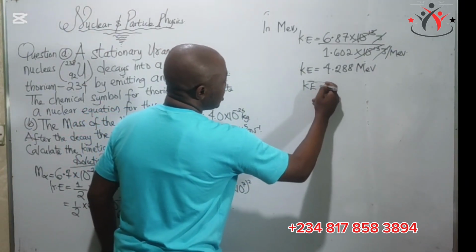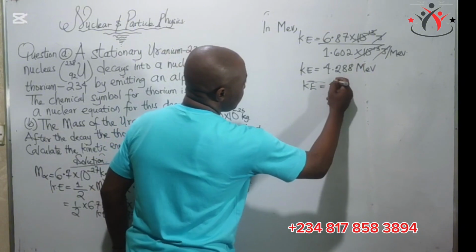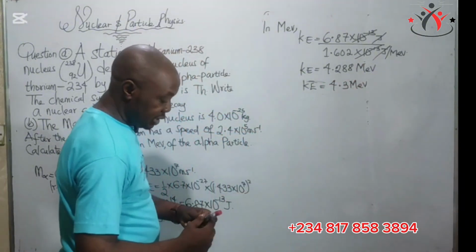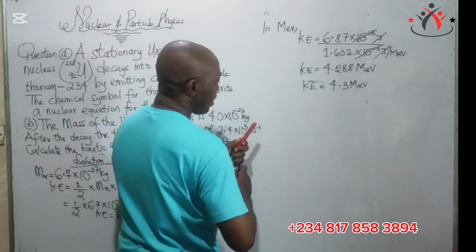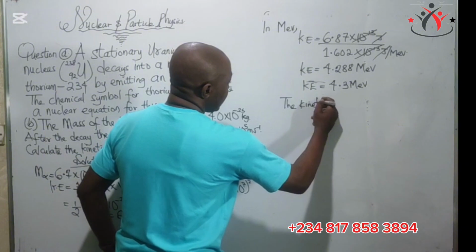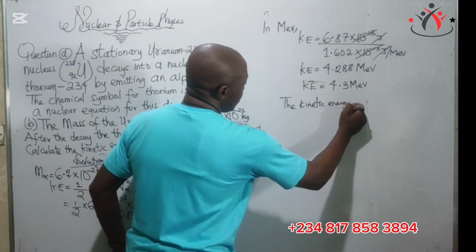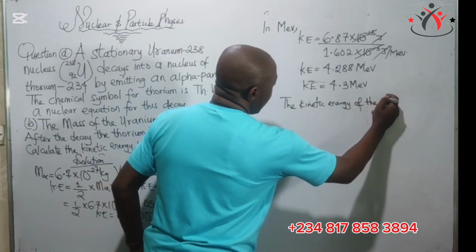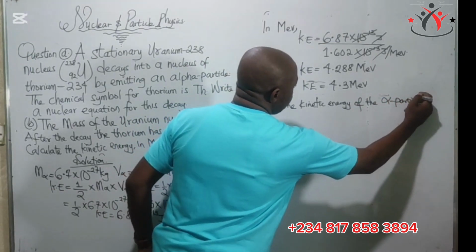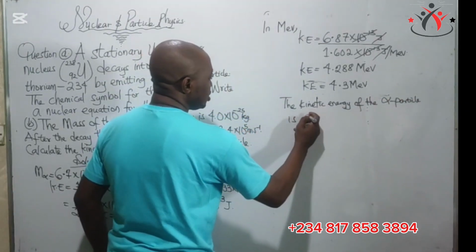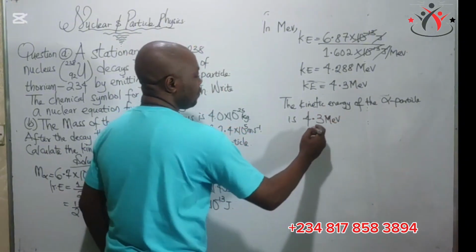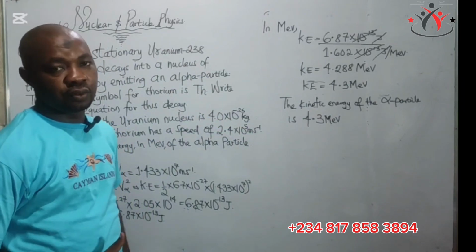The kinetic energy will now be approximated to be 4.3 mega electron volts, and this is the kinetic energy of the alpha particle. So the kinetic energy of the alpha particle is 4.3 mega electron volts, and that's the answer to the question.